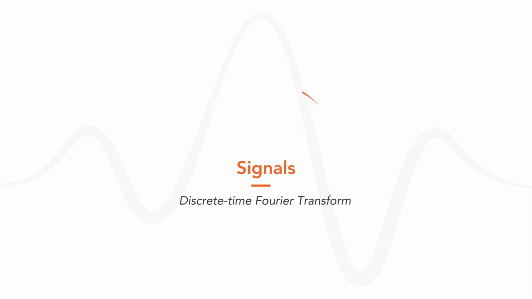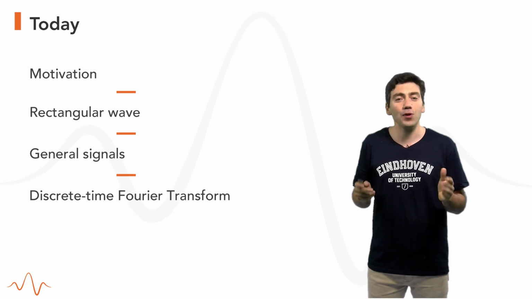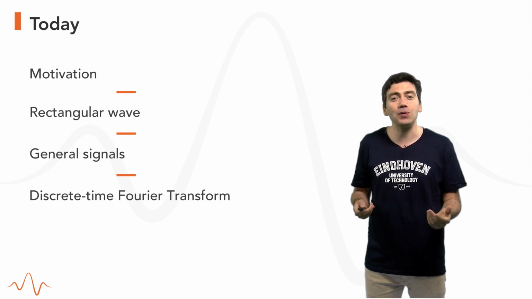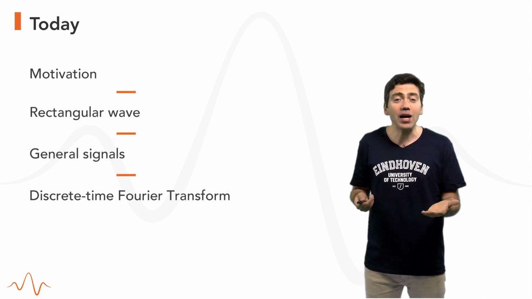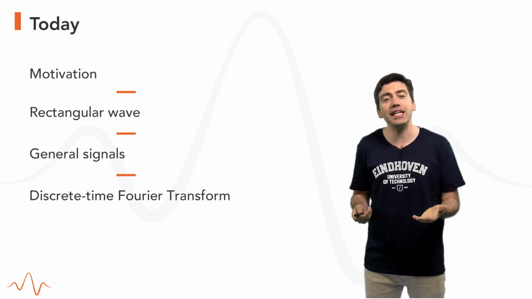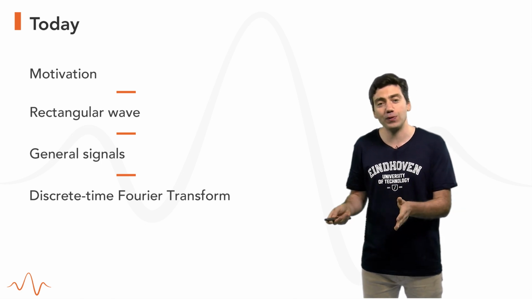In this short video, we'll learn the discrete time Fourier transform. We start by discussing some motivation for the approach we take to arrive at the discrete time Fourier transform. Then we see how this approach works for the rectangular wave, and this approach is then extended to general signals, which leads to the discrete time Fourier transform.